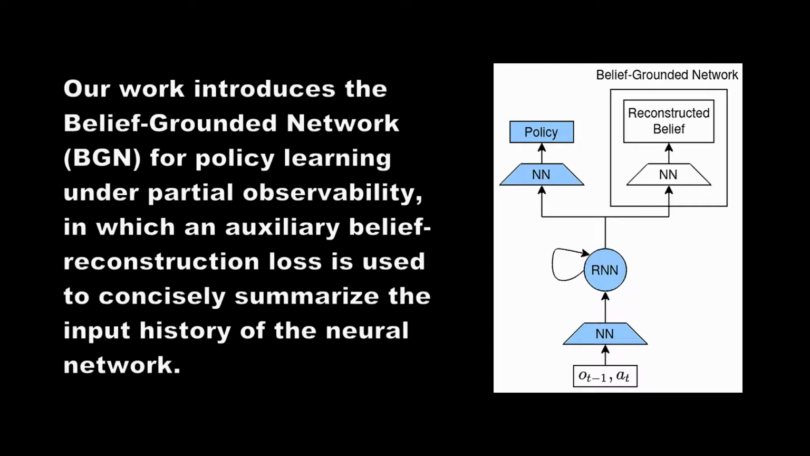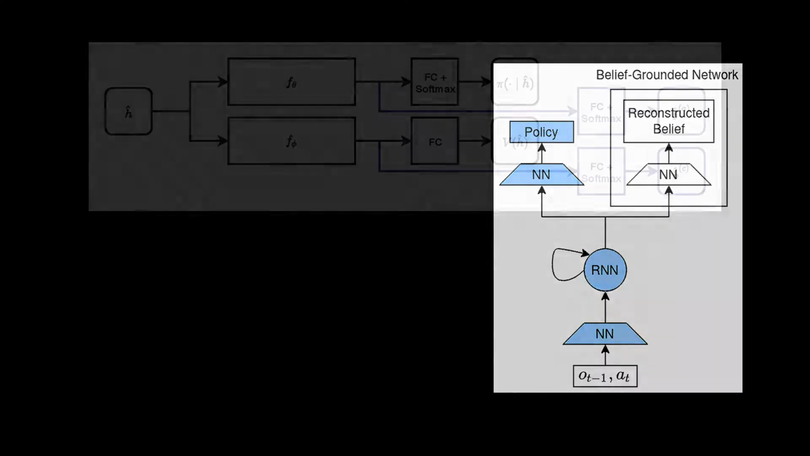Our work introduces the Belief-Grounded Network, or BGN. The BGN adds an auxiliary belief reconstruction loss to a deep reinforcement learning agent. This encourages the agent to extract Markovian features from partial observations. Training is conducted in simulation, where the belief can be easily tracked, but the resulting policy does not require belief information and can be deployed in the real world.